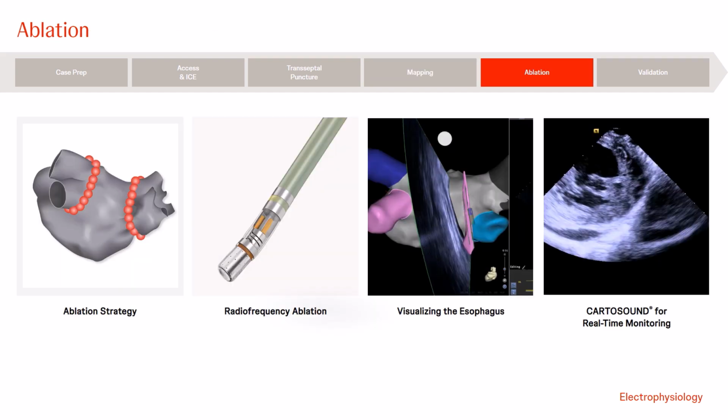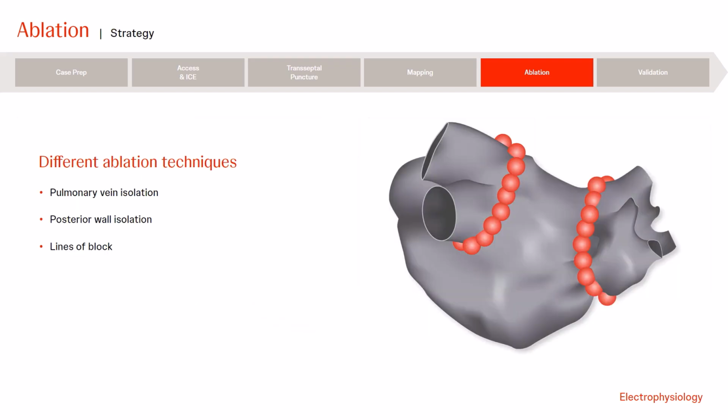After the mapping portion of the procedure, we are ready to ablate. Various techniques may be used during an atrial fibrillation ablation. Let's explore some of them now. The EP physician may use several different ablation strategies during an atrial fibrillation procedure.